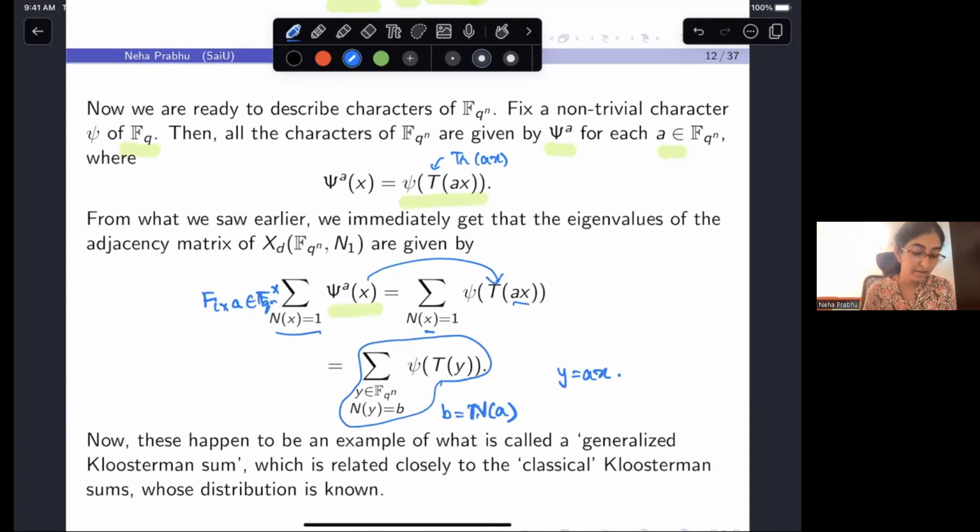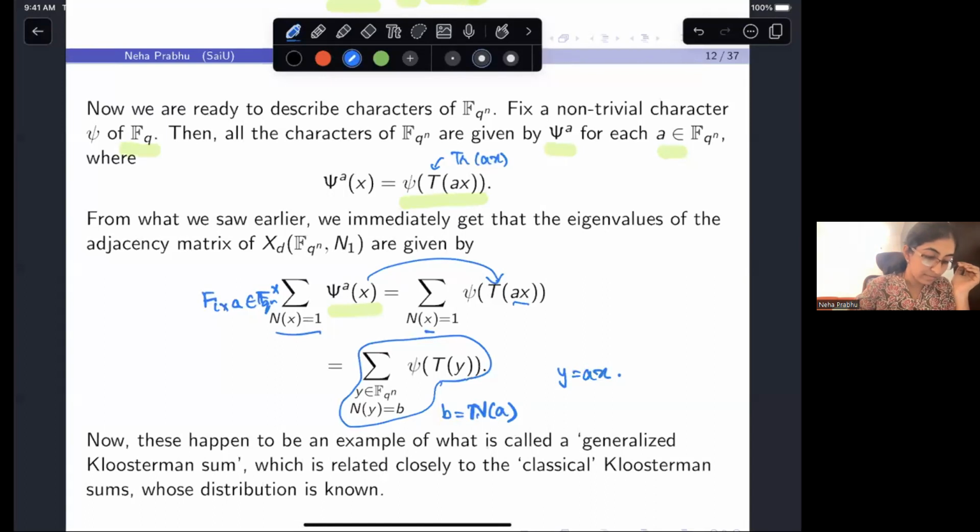These happen to be something that come in number theory. This is what is known as a generalized Kloosterman sum, which is closely related to the classical Kloosterman sum. Why are we interested in that? It's because in number theory, one area which I've studied a lot in my PhD thesis is equidistribution of sequences. Given a sequence, suppose you know that they all lie in a fixed interval, you want to know how they are distributed. Similarly here, these Kloosterman sums, if you normalize them, lie in a certain interval.